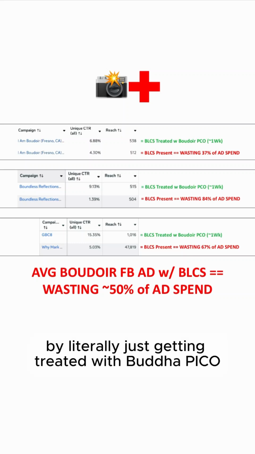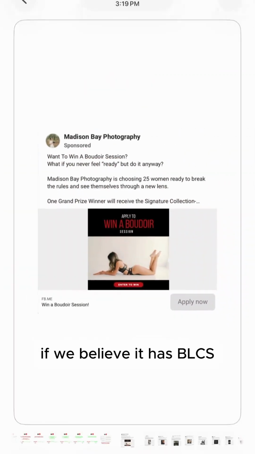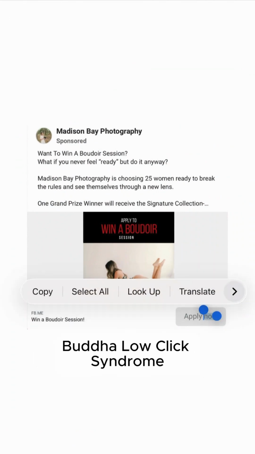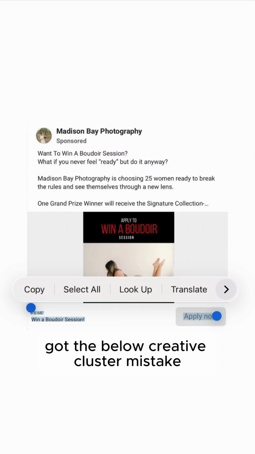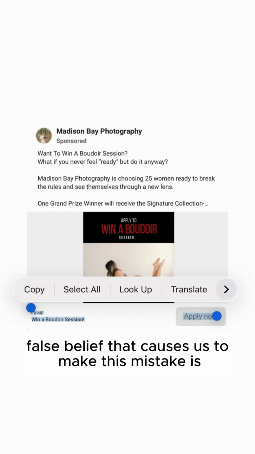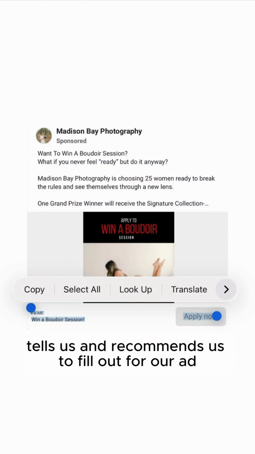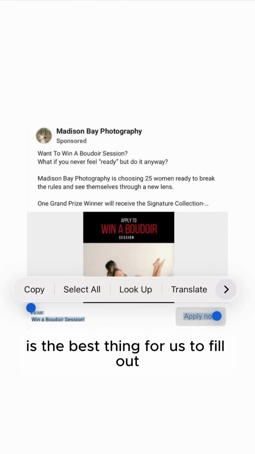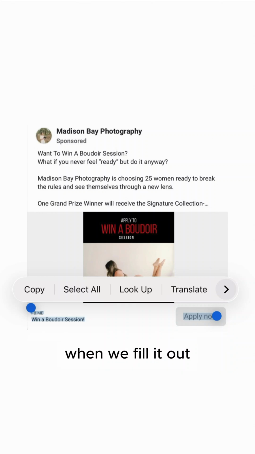All right, so now we're going to diagnose this if we believe it has BLCS, Boudoir low click syndrome. First thing I'm seeing, we've got the below creative cluster mistake. The false belief that caused us to make this mistake is we're believing that everything Facebook tells us or recommends us to fill out for our ad is the best thing for us to fill out, and not the best thing for Facebook when we fill it out.